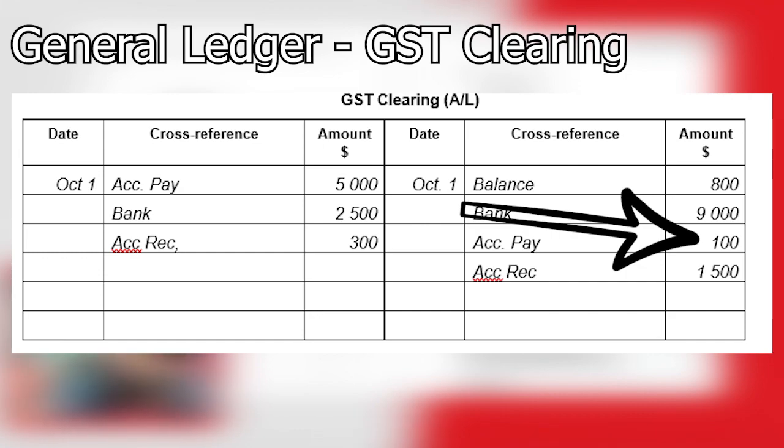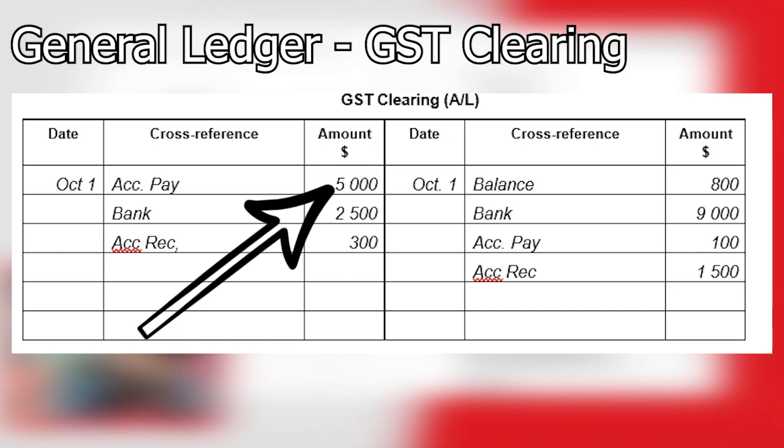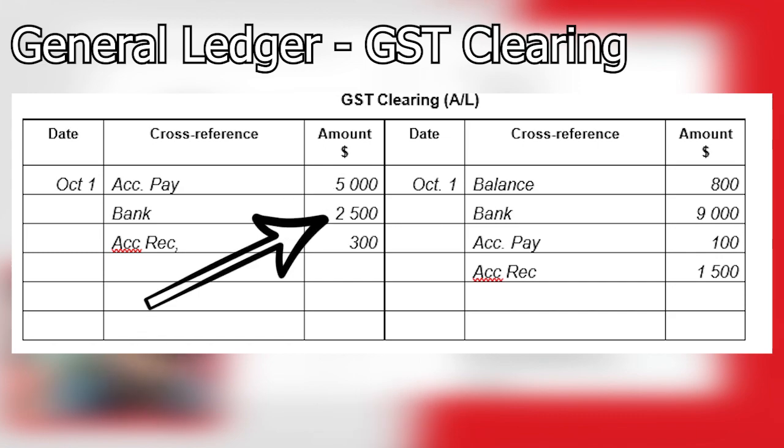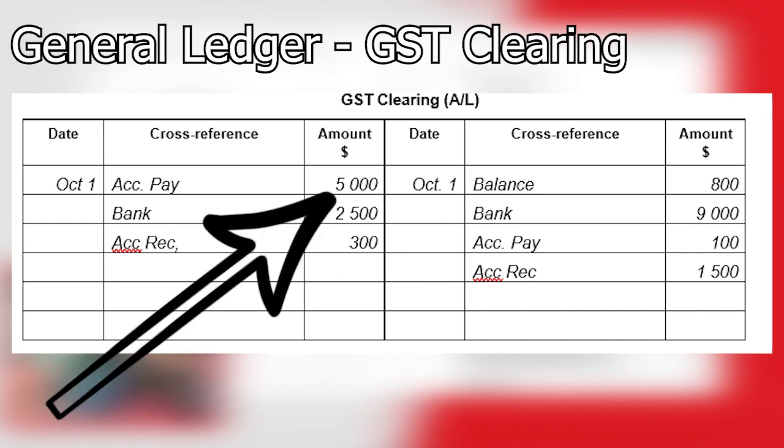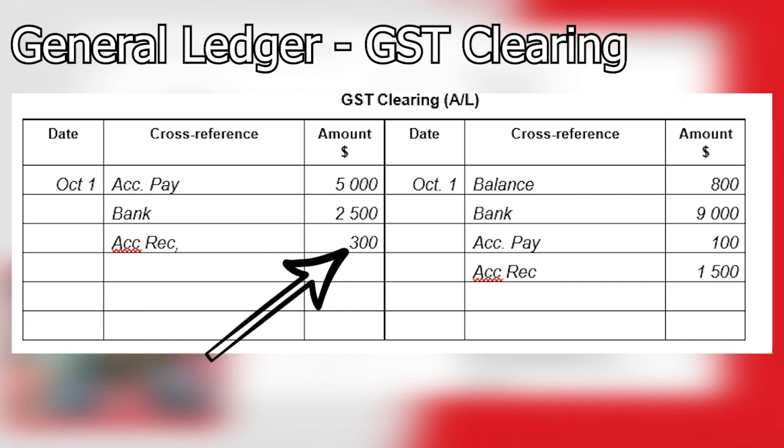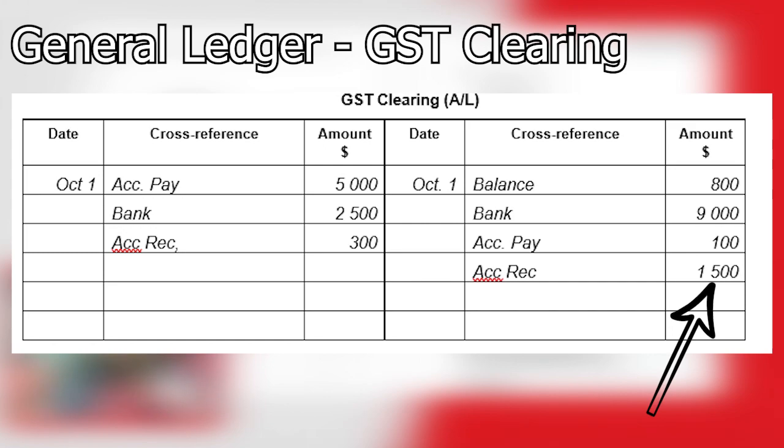Now, if we have a look at the debit, we can see accounts payable 5,000, bank 2,500. That means we paid 7,500 towards our GST. And then accounts receivable is 300. That means we issued a refund and gave the customer back GST. So if there's a refund, the GST will flip. For example, in accounts receivable, when we make a credit sale, we receive GST, but when we issue a refund, it goes out.